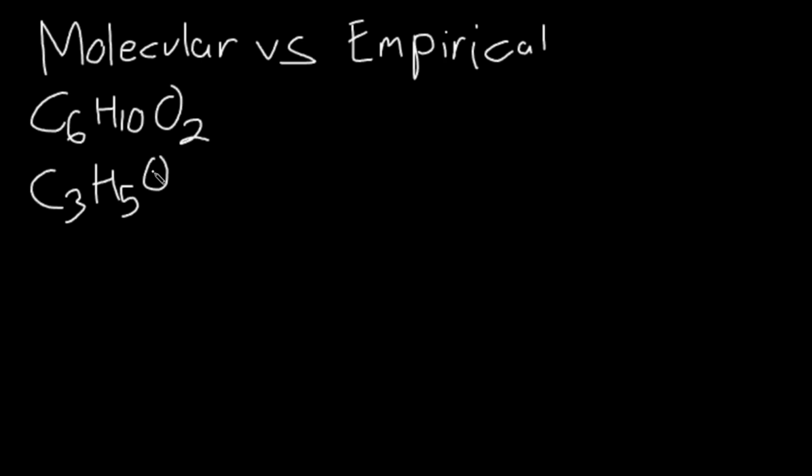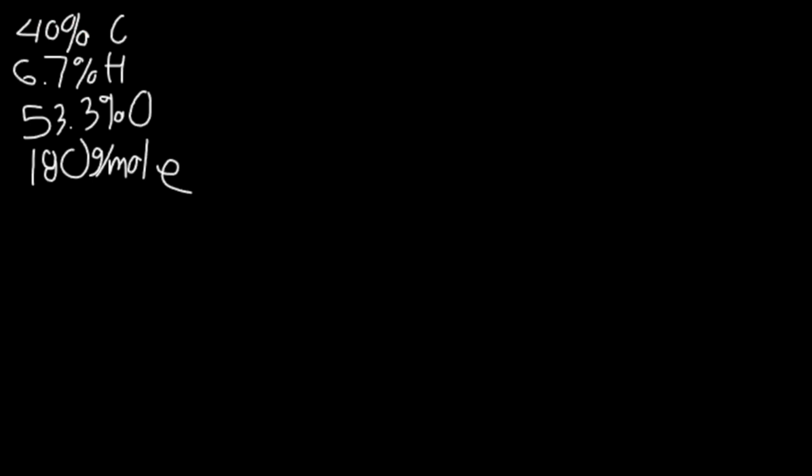Now, let's say we are given the problem: a compound having 40% carbon, 6.7% hydrogen, and 53.3% oxygen, while given the compound's molar mass being 180 grams per mole. So to make this into an empirical formula, we need to make the percentages of each element into a mass.